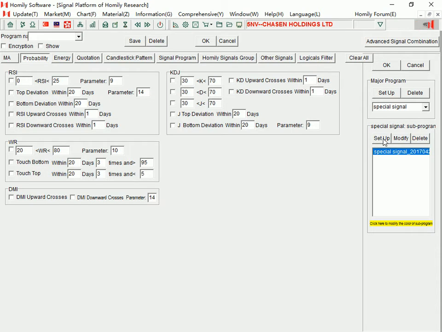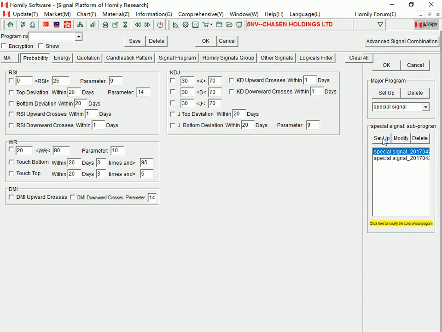The next step, we should set the sell high signal. How to set? We click RSI again, change the parameter to 75 to 100. Parameter, no need to change, still 9. Then we click setup again.